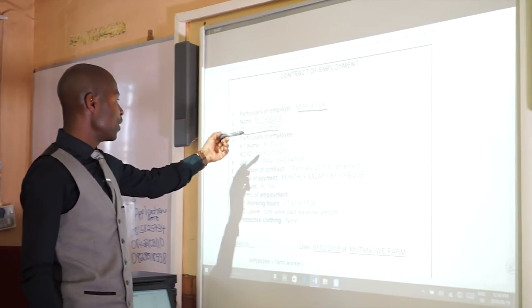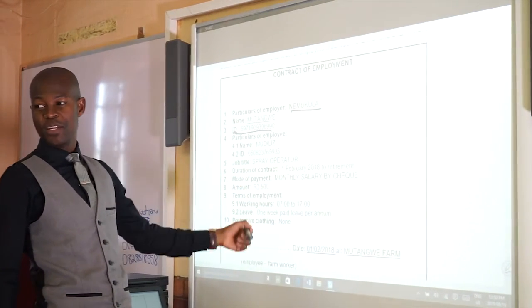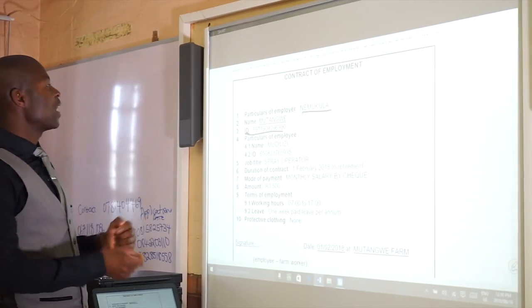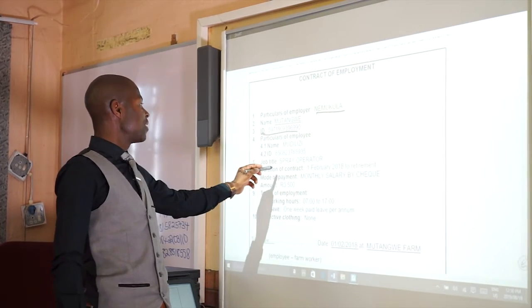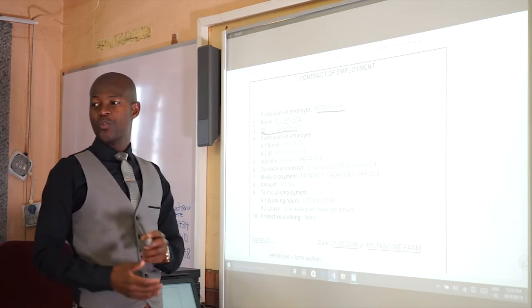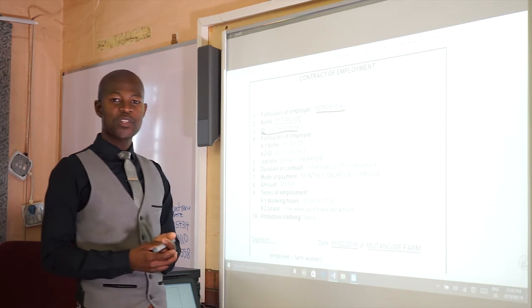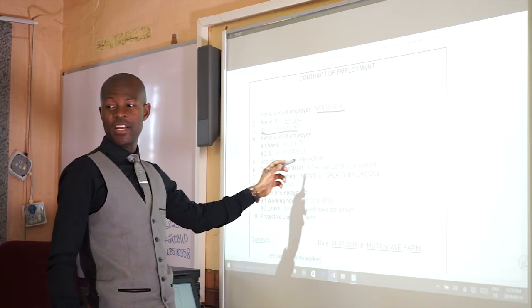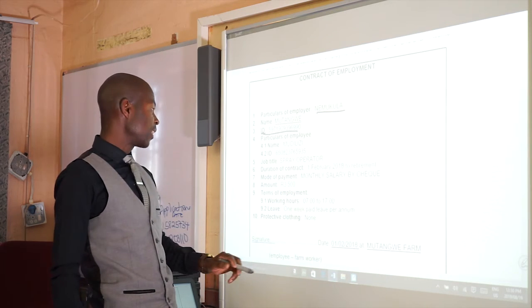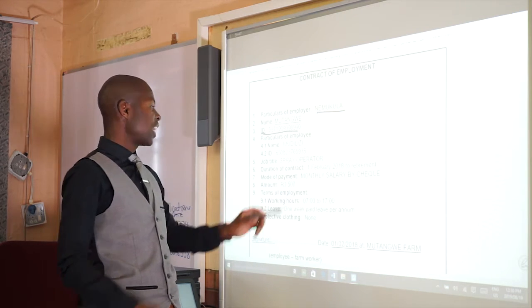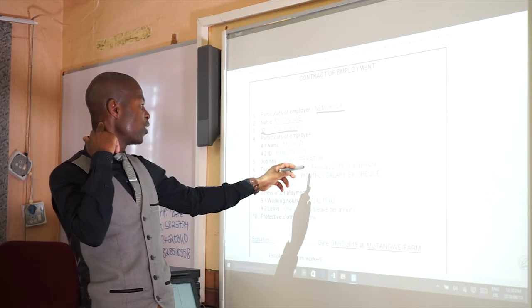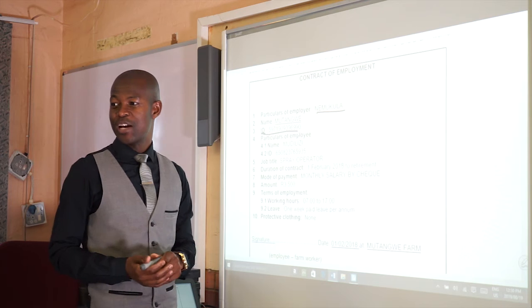You now have the particulars of the employee. So these should both appear on the employment contract. But also, remember what you said, job title should also appear. So what is this person doing here? A spray operator. That is the job title. Now, duration of contract, it's 1 February 2018 to retirement.